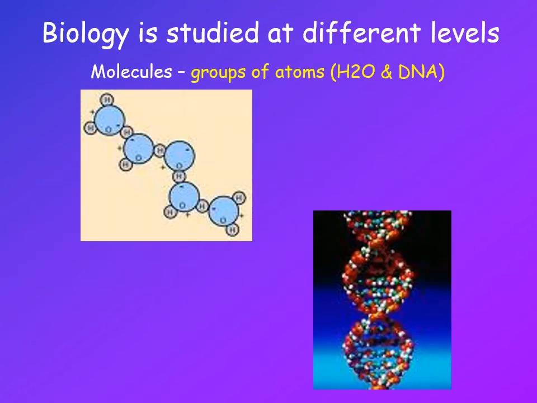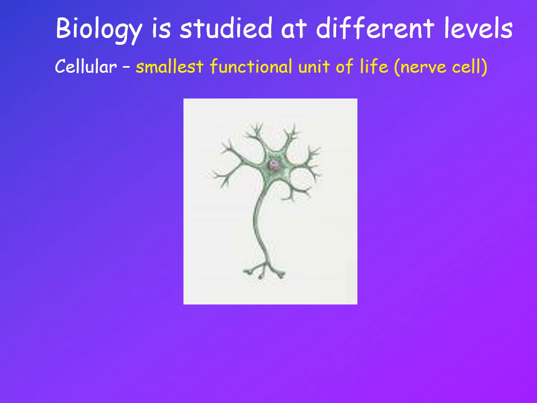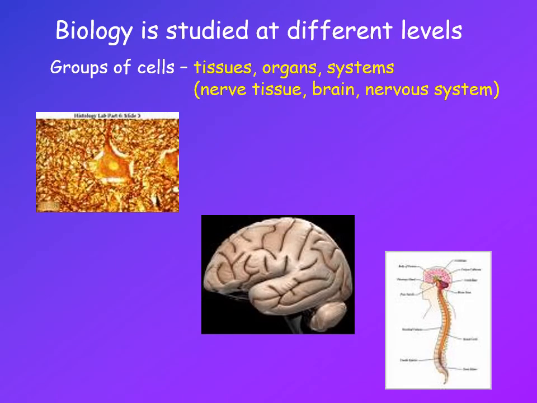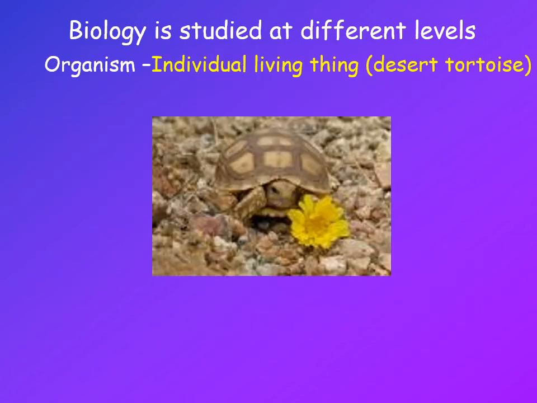Now, biology is studied at different levels. We can do this at the molecular level, which is groups of atoms like water, DNA, amino acids. Cellular level, which is the smallest functional unit of life. Here we have a picture of a nerve cell, which belongs to the nervous system, which is composed of two parts. We'll get to that. We can study groups of cells like tissues, the brain, which is part of the central nervous system, and the nervous system, which we can break down into the central and the peripheral nervous system.